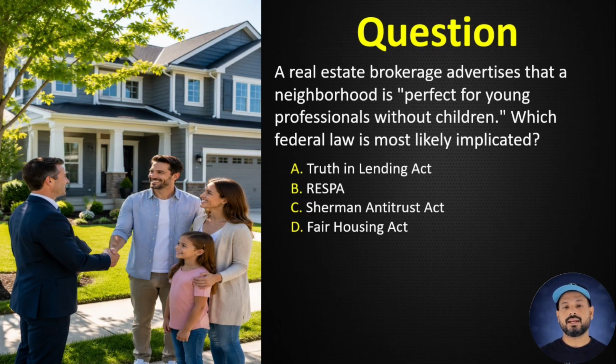Question number 19. A real estate brokerage advertises that a neighborhood is perfect for young professionals without children. Which federal law is most likely implicated? A. Truth in Lending Act. B. RESPA. C. Sherman Antitrust Act. D. Fair Housing Act. Correct answer: D. Fair Housing Act. Advertising that discourages protected classes may violate fair housing laws.